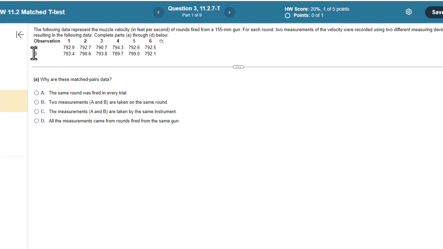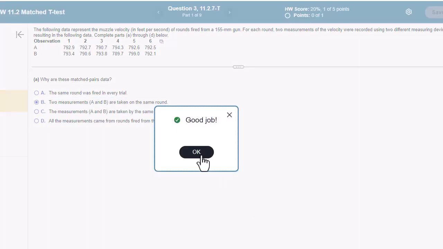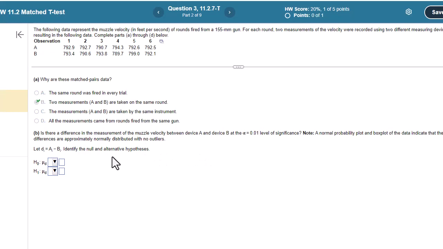So observation 1 for measurement device A was 792.9, and for measurement device B was 793.4, and so on. Why are these matched pair data? These are taken on the same round, right? So each observation is on the same round, and that is B. They're matched in some way.